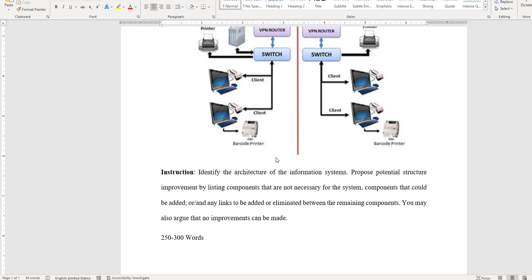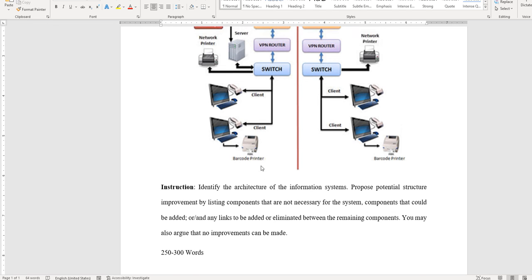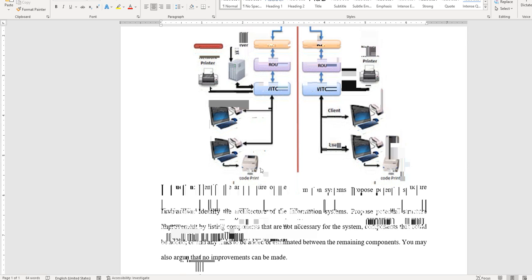So I guess these are some of the best suggestions. If you identify any others, you can add them too. Okay, the documentation requirement is 250 words.